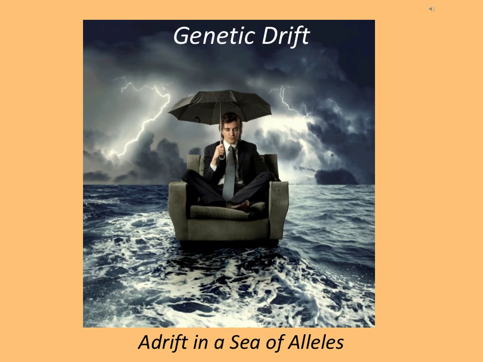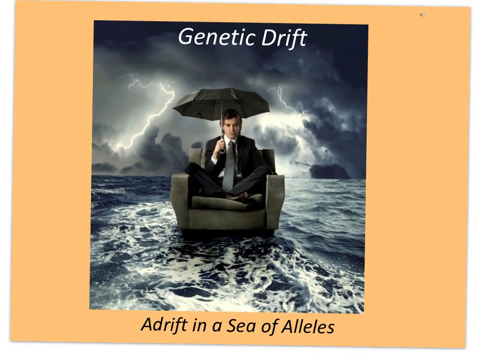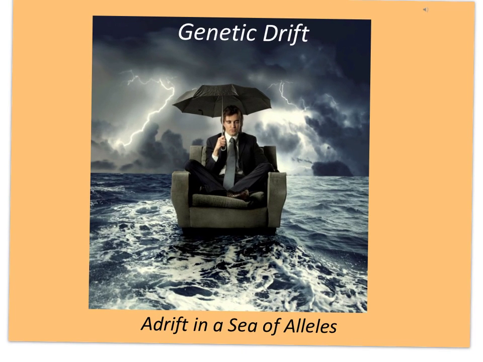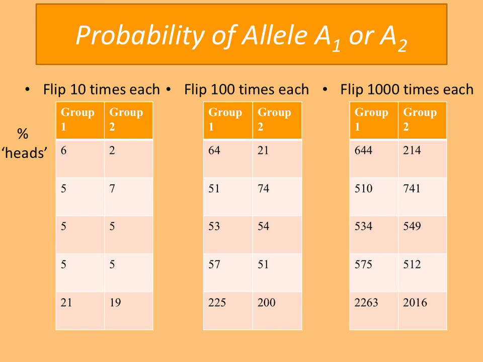Okay, genetic drift. We've talked a little bit about it before. If you think about a gene pool with all the alleles in it, there's genetic drift, and I'll show you exactly why. The chance of you receiving your mother's father's chromosome or your mother's mother's chromosome is 50%, like flipping a coin.